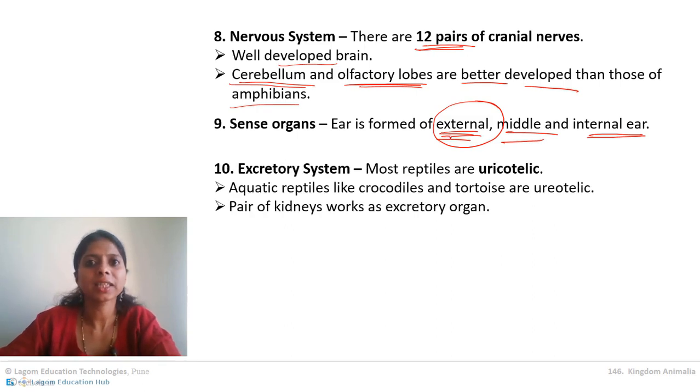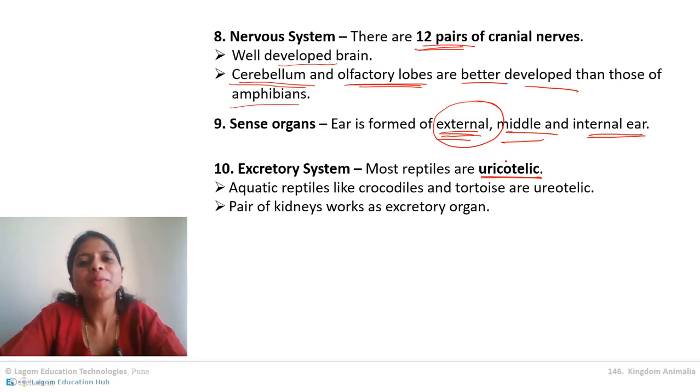Now the next one is the excretory system. They are uricotelic. Now I need not explain why they are uricotelic, isn't it? Tell me why reptiles must be uricotelic. Before that, you need to tell me what is uricotelic.